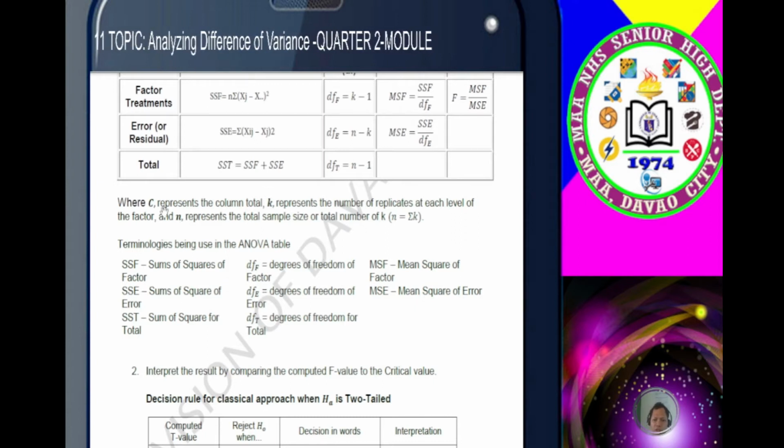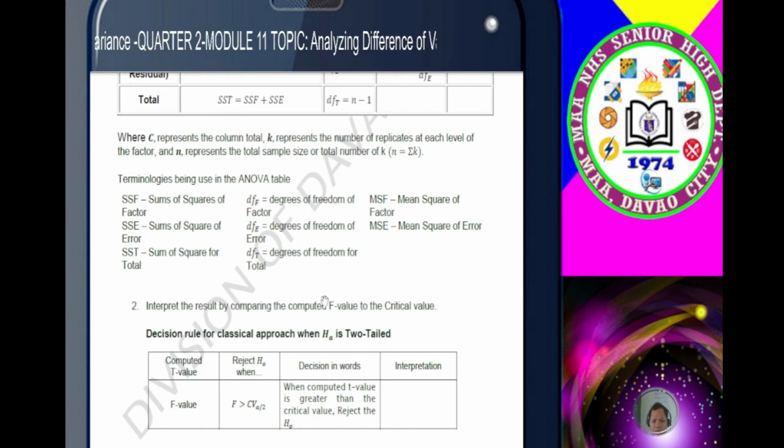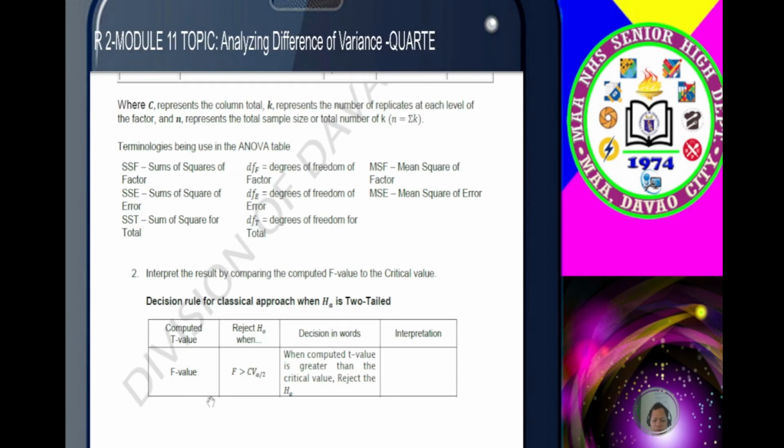So here is the legend for each of the formulas there. Here we have the interpretation table, the decision rule. If the computed F value is greater than the tabular value, you will reject the null hypothesis. So take note: if F is greater than the critical value or the table value, reject the null hypothesis. Okay, is it clear?